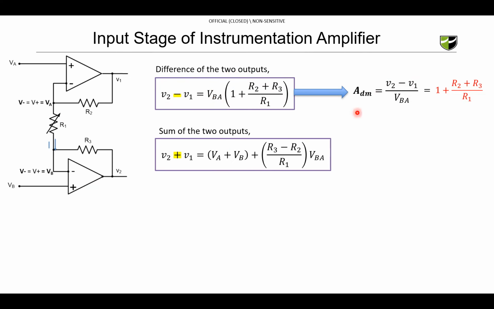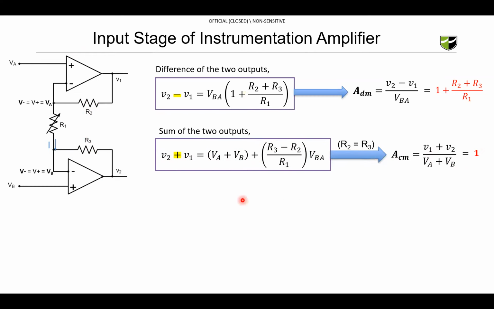Similarly, the ACM, common mode gain, is the ratio between the sum of the outputs over the sum of the inputs. Normally in the differential amplifier, R2 and R3 are the same. So you can see here, if R2 and R3 are the same, this whole part will become 0. So if we take this divided by this, what remains is just 1. So the common mode gain of a differential amplifier is just 1.